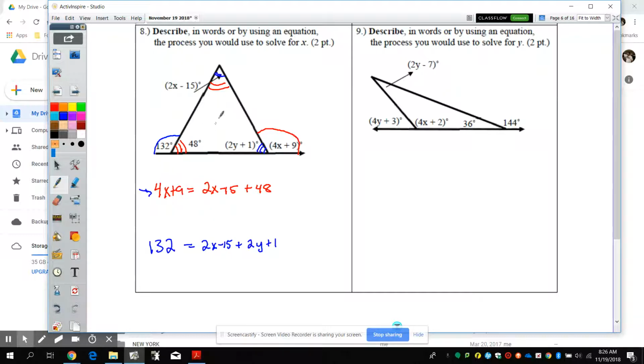Now, since it says if you have this option, words or use an equation, if you go with the equation route, go ahead and work this equation out all the way.